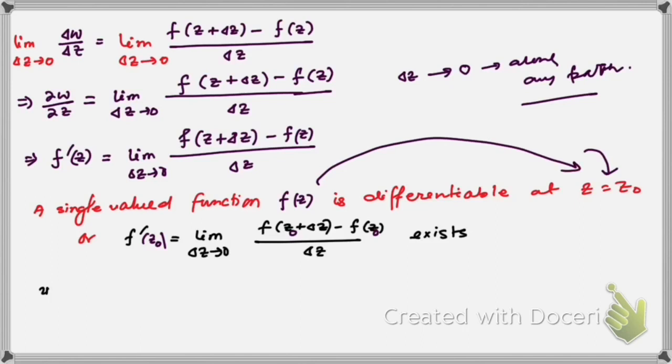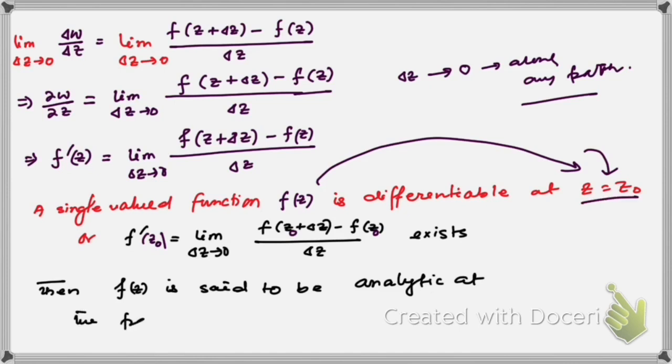So then you see, this function f of z is said to be analytic. Okay, if this is differentiable at this point, then this is also analytic at this point, z is equal to z naught, right? So hope you have understood this.